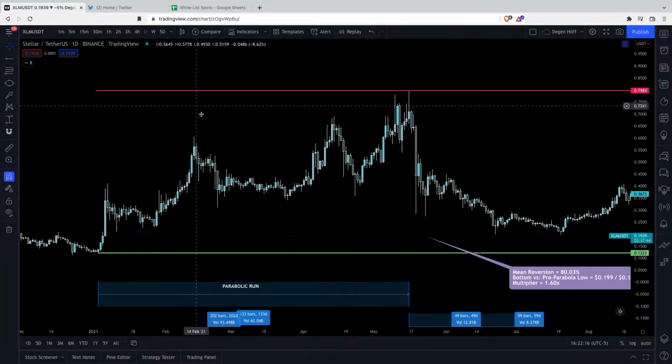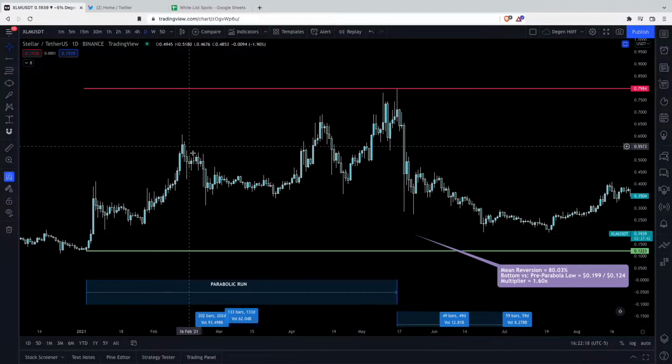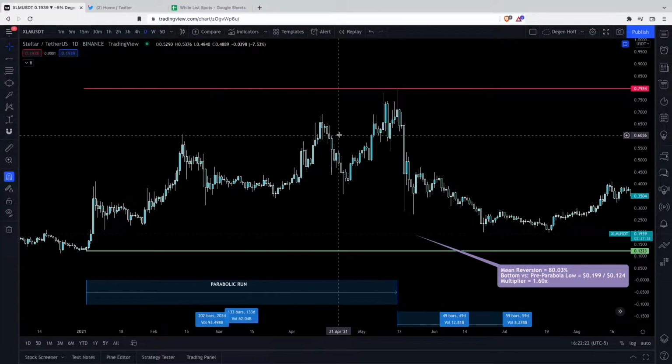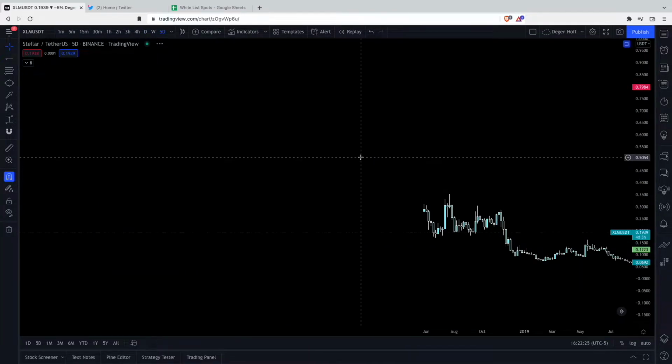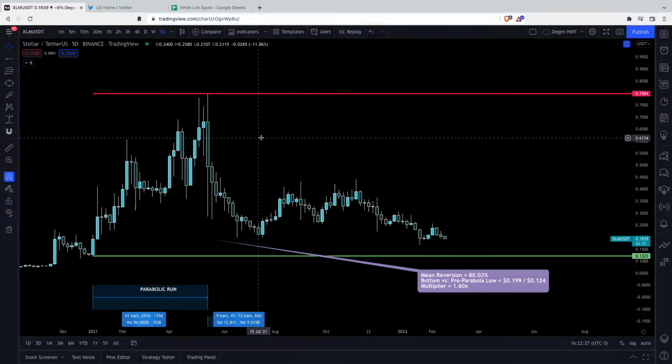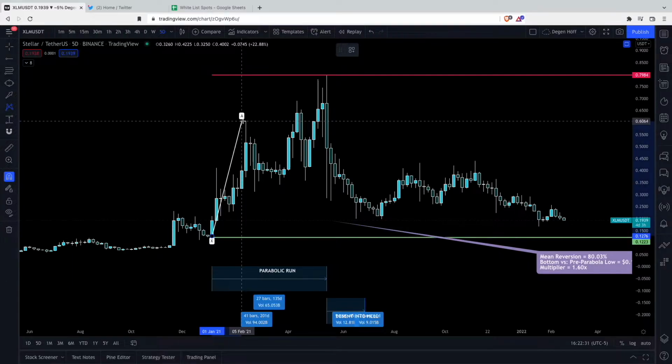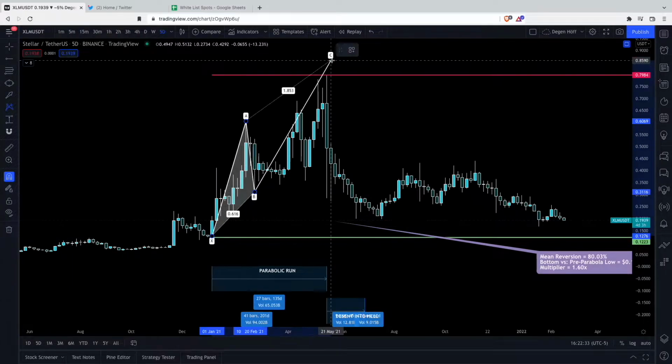For instance, I'm on a daily time frame now. This here just looks like a laddering effect where basically Stellar's creating different levels. But if I zoom in on the 5-day, now I can actually see a proper harmonic structure, which wasn't otherwise visible on first glance. So here we go.